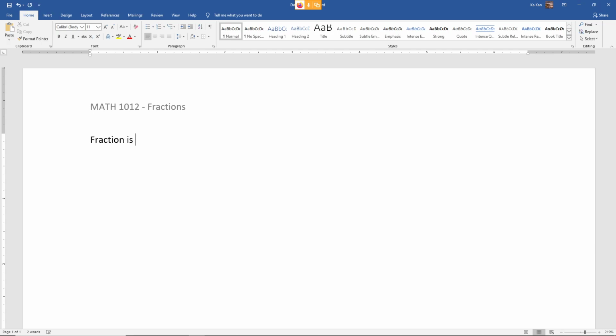Fraction is simply a part of something, or a part of a number. I know it sounds a little bit crazy, right? What does that mean? A part of a number, it sounds simple. The concept is simple. The execution is not.